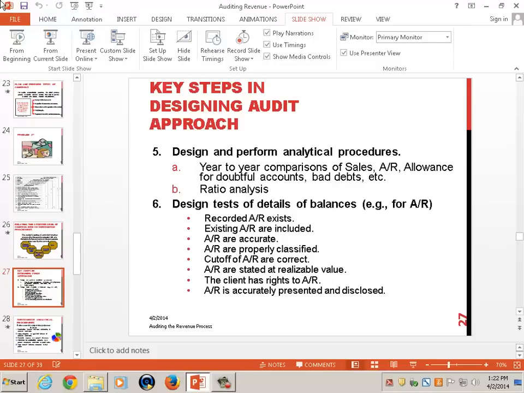All right, any questions about what we covered before we work on another problem? Any questions about the sales and collection process? Any questions about the audit process related?